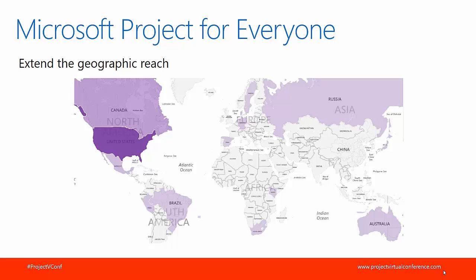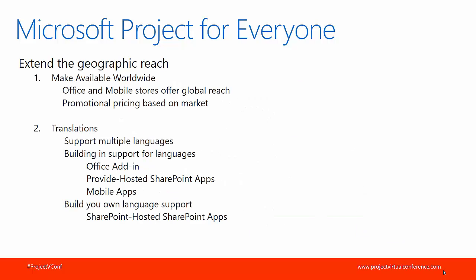I've chosen these countries a little bit randomly, but we have seen customer inquiries from Brazil, Australia, Africa, and Europe. So our applications are no longer just being sold within our own geographic reach, but are extending much beyond that. Now that we're selling our applications in a much larger geographic region, we have some considerations to make. We can offer promotional pricing within the Office Store, so that in a certain market where we're just introducing our product, we can make it available at a special promotional price.